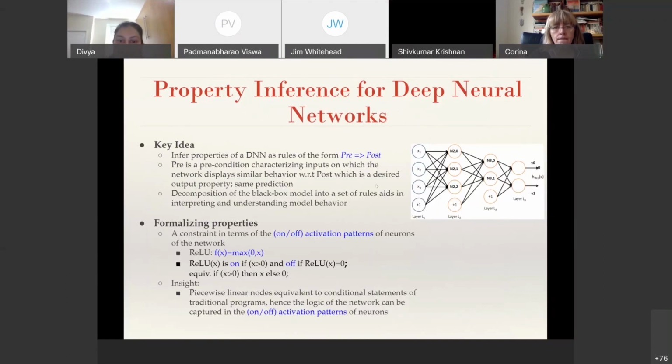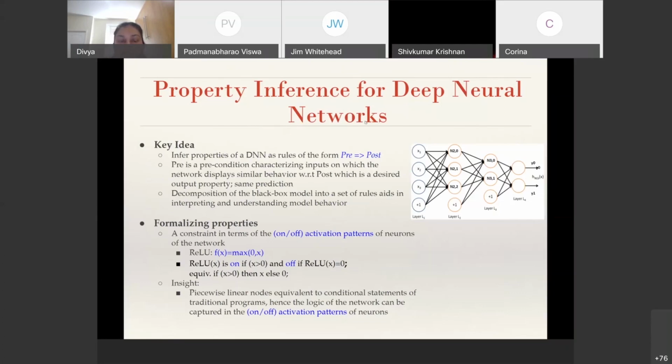Thank you, Karina, for that introduction into the work that we've been doing. I will be giving more details into a specific project that we've been working on, which is property inference for deep neural networks. So the key idea of this work is, given a trained DNN model, we aim to infer properties of that model as rules of the form pre implies post, where pre is a precondition characterizing inputs on which we expect the network to display similar behavior with respect to post, which is a desired output property, such as having the same prediction for a classifier network.